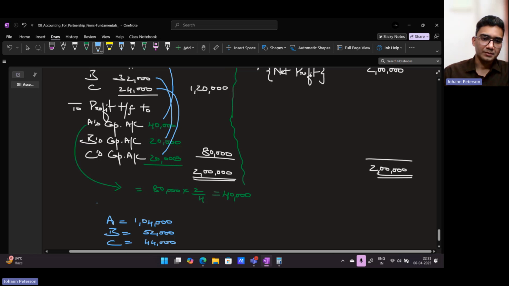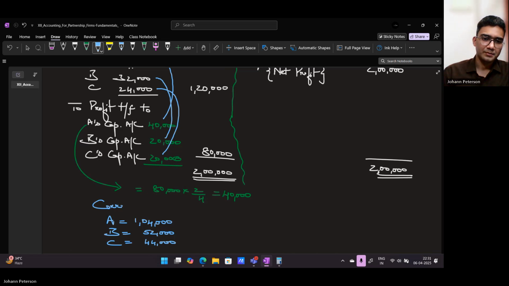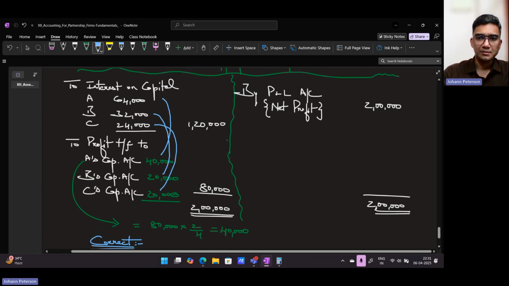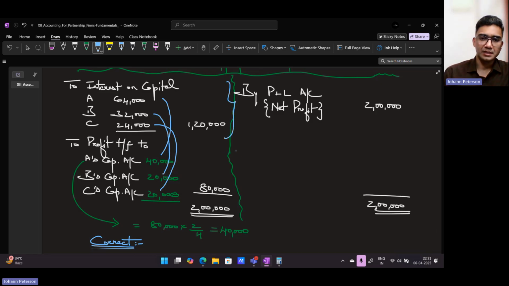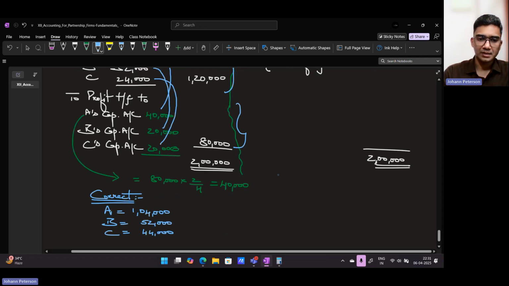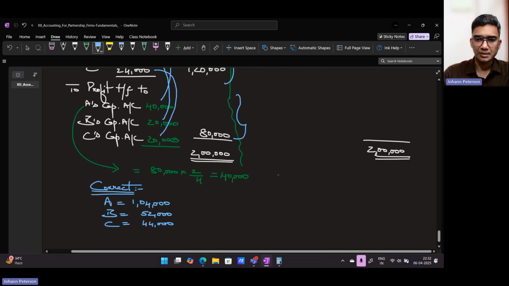Now, this is the actual way. This is the correct way. We have solved this question correctly. What have we done? We have taken the profit, and first we have given our interest on capital, which is this, and thereafter we have taken the balance and distributed it as profit. So this is the correct way, and this is how much each of them is supposed to get.